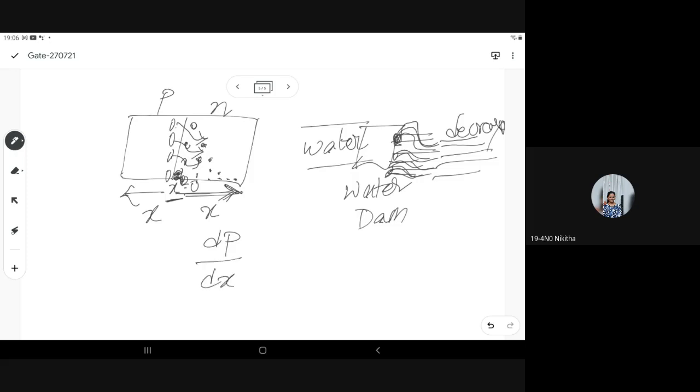That means the change in holes concentration with respect to change in distance.